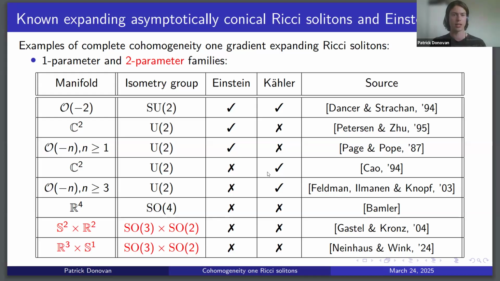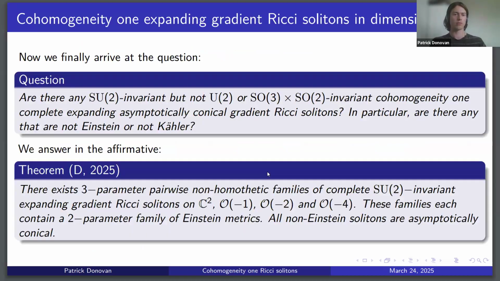The question is, can I find anything more? Are there any SU2 invariant, but not more, examples of these complete, expanding, asymptotically conical gradient Ricci solitons? In particular, are there any that are not Einstein or not Kähler? And the answer is yes.